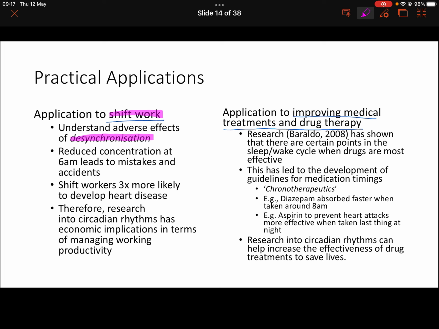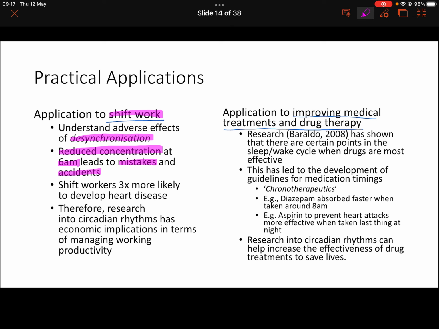People who work night shift, for example, and therefore need to sleep to the day, suffer accidents at work. We know that there is reduced concentration. We know that cognitive performance is at its lowest at 6 a.m. And this means that mistakes and accidents happen. And people lose their lives because of this.